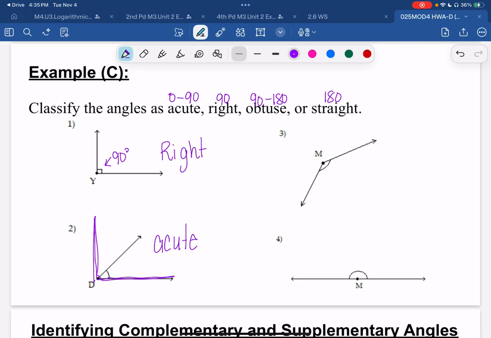angle. Number 3, this is bigger than 90 degrees because a 90-degree angle would look like that. So that means that this is going to be an obtuse angle. And then 4 makes that straight line, and that straight line means I'm going to have a straight 180 degrees angle.